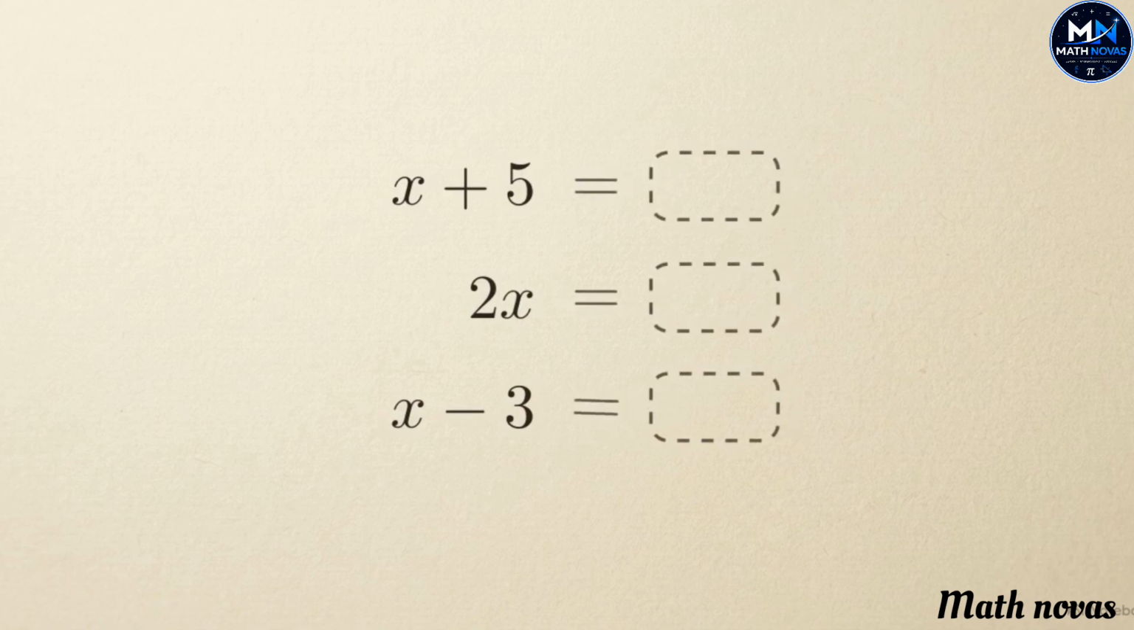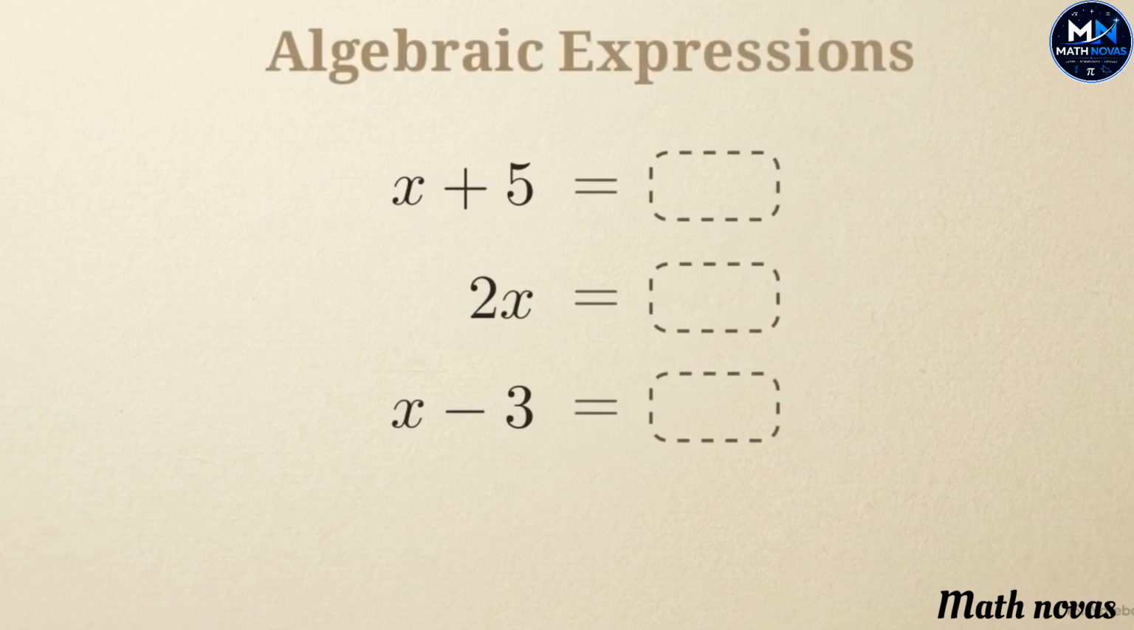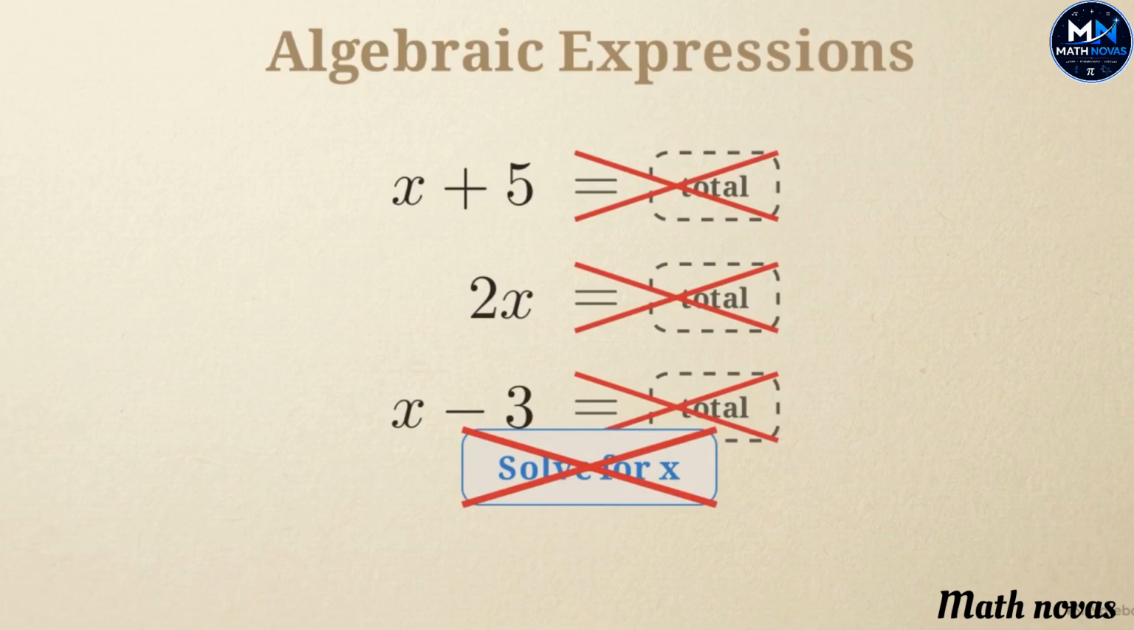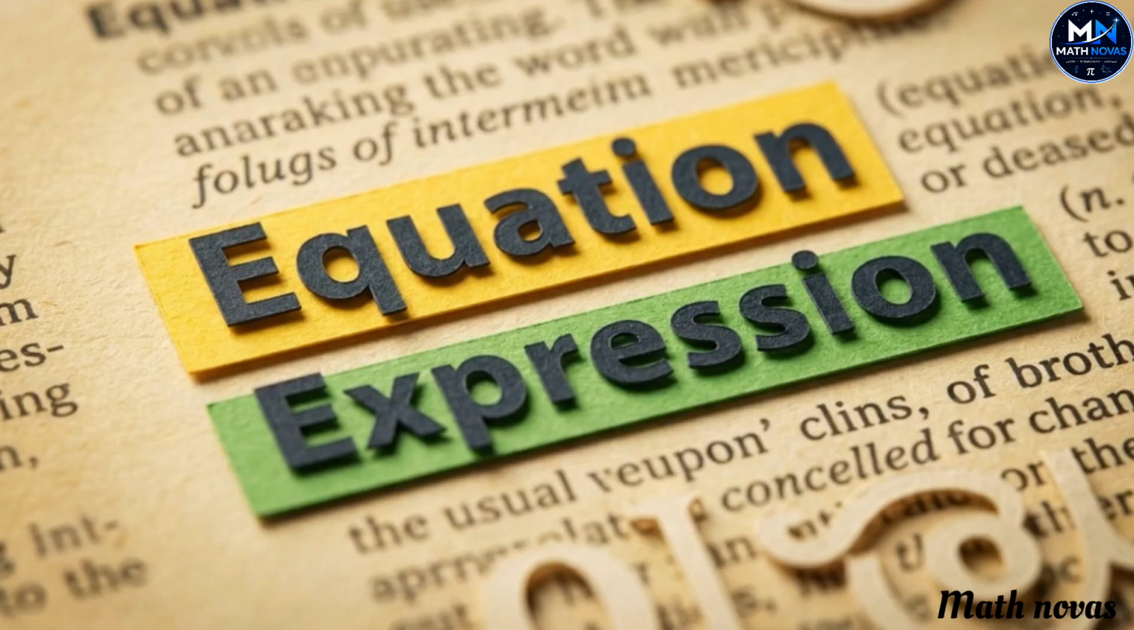Now look at a different set of mathematical statements: x plus 5, 2x, and x minus 3. Notice that these are missing an equal sign at the end. These are called algebraic expressions. Because they don't state that they are equal to a specific total, there is no final number for us to solve for. While an equation asks you to find an exact unknown number, an expression simply describes a mathematical relationship, like 5 more than x.